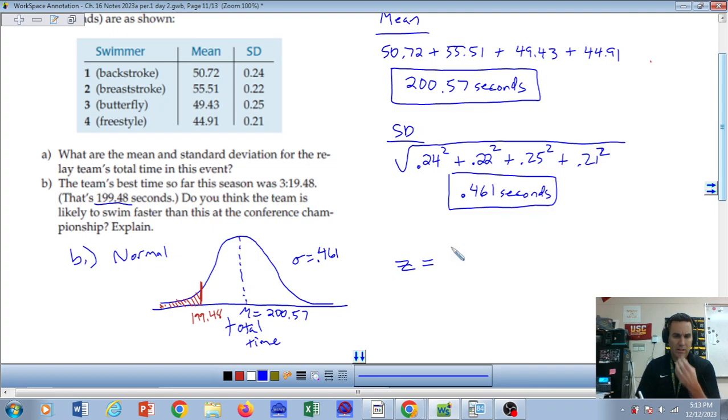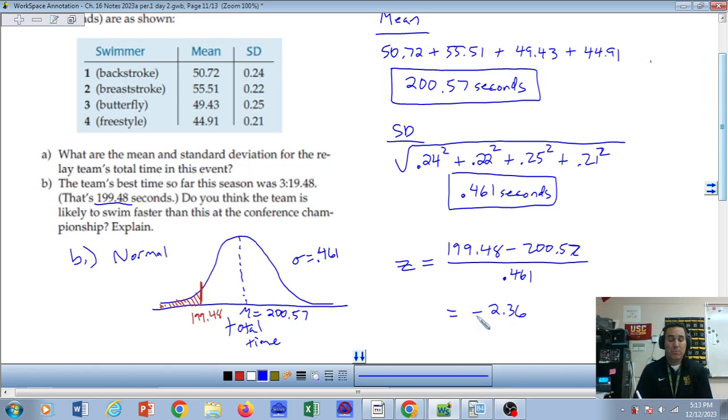Let's do the z-score. So take the z-score, which would be 199.48 minus your mean, 200.57, divided by the standard deviation, 0.461. Let's see what we get. 199.48 minus 200.57 divided by 0.461. I get a z-score of negative 2.36. That's pretty significant. So you could right now say, you know what? I think that's pretty far from the mean. That's almost 2.5 standard deviations lower than the mean. You know that doesn't happen very often. You might say, no, I don't think it's going to happen.